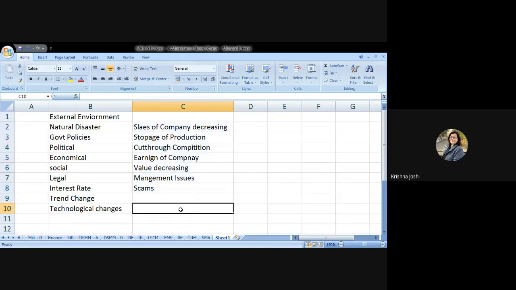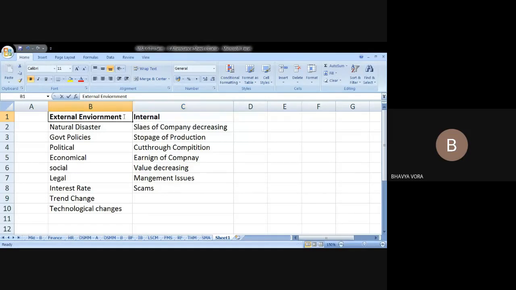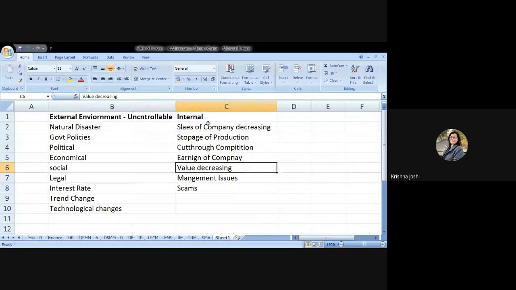All of them affect share prices. In fact, all of them decrease share prices. External and internal environment, right? Now, why did I divide them? If this is external, then what? And if it is internal, then what? The company cannot control the external ones, while the internal things can be controlled. Yeah, these are uncontrollable, and this is controllable. Internal is controllable.